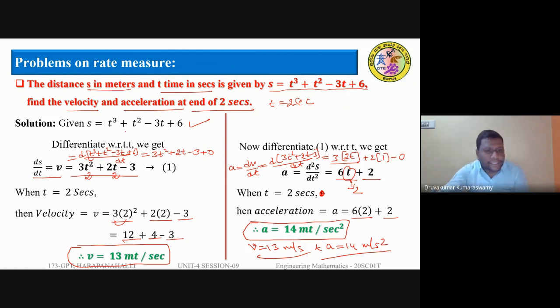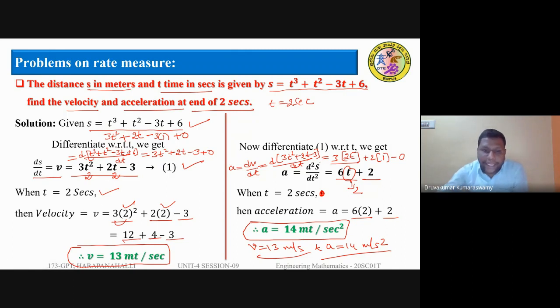So once again, I will repeat this. They are given s is equal to t cube plus t square minus 3t plus 6. To find velocity, differentiate this displacement with respect to t. Differentiation of t cube is 3t square. Differentiation of t square is 2t. Differentiation of t is 1 and differentiation of 6 is 0. So that is 3t square plus 2t minus 3. We write that as equation 1. To find velocity, put t is equal to 2 seconds here. So in the place of t, we substitute 2. If we simplify, we get 13 meter per second.